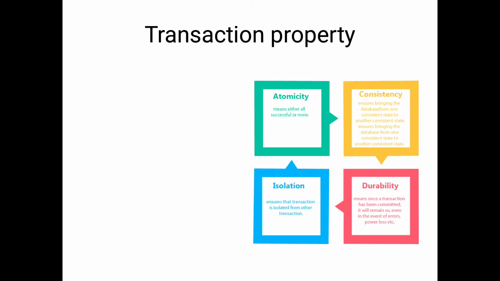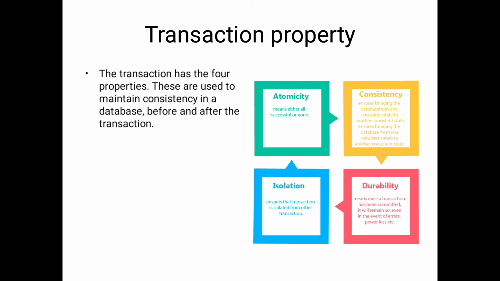One is atomicity. So here the first A stands for atomicity, the second character is C, that means consistency, third character is I, isolation, D stands for durability. Actually these are used to maintain consistency in a database. What is the meaning of consistency?